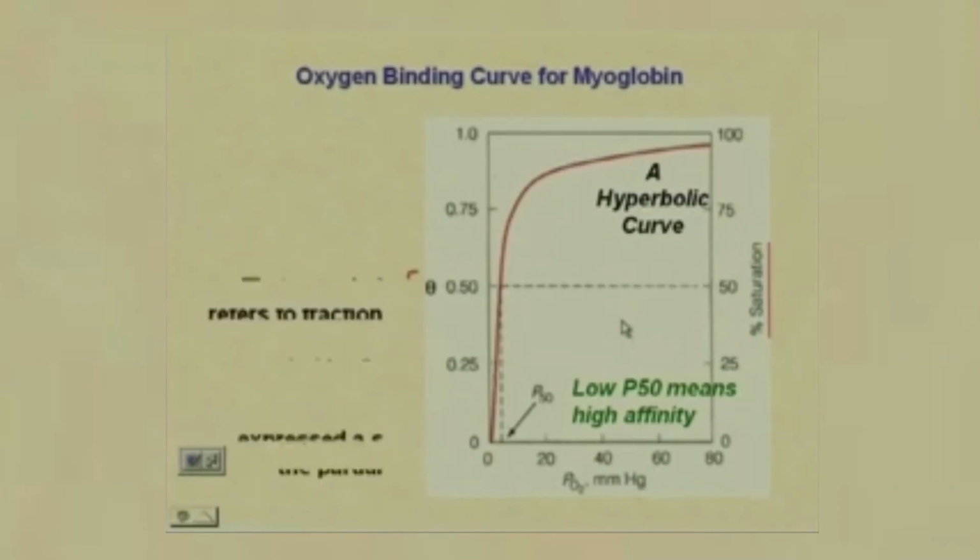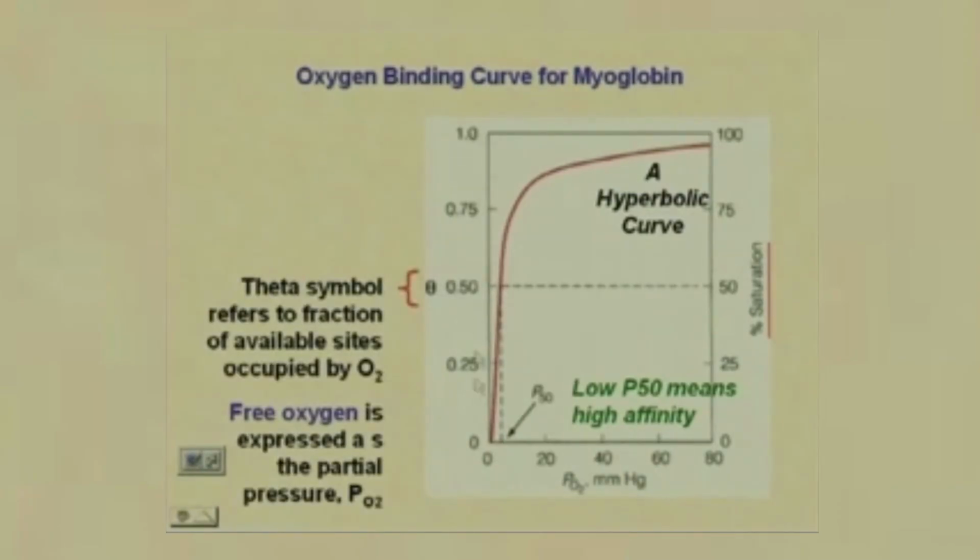So what do we have? We have the fraction of sites, a hyperbolic curve, and we have a low P50. What is this P50? The P50 is the partial pressure at which the protein is 50% saturated. If you have a low P50, it means you are half saturated at a low pressure. So you have a low concentration of the ligand and you are already highly saturated. It means you have a high affinity.